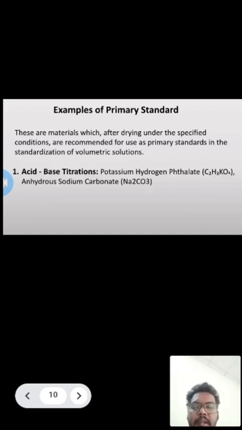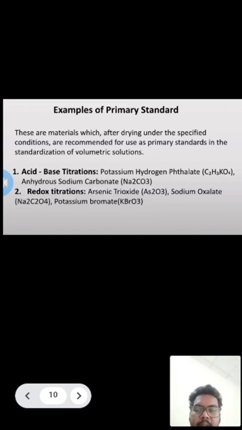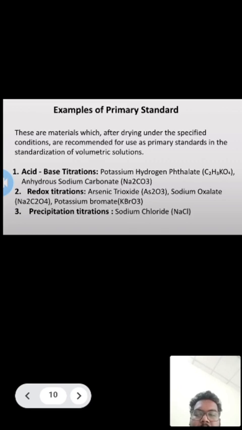The first example is acid-base titration: potassium hydrogen phthalate and anhydrous sodium carbonate are used as primary standards. Next example, redox titration: arsenic trioxide, sodium oxalate and potassium bromate are used as primary standards. Next, precipitation titration: sodium chloride can be used.